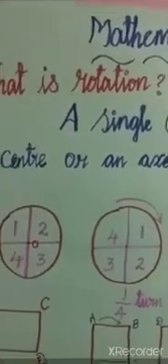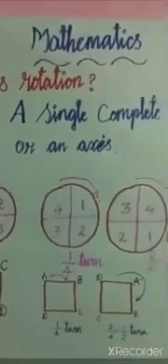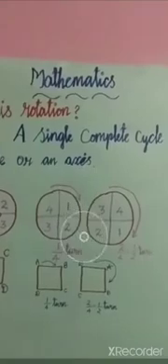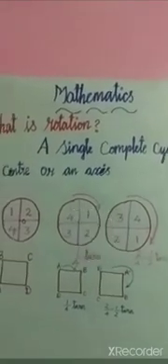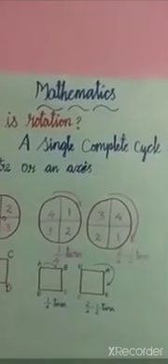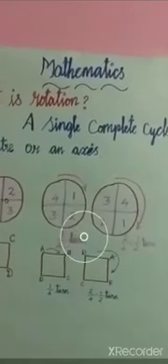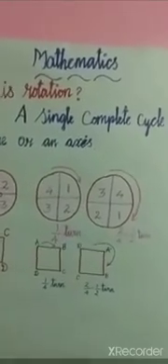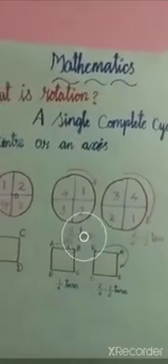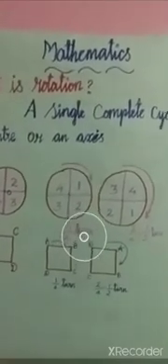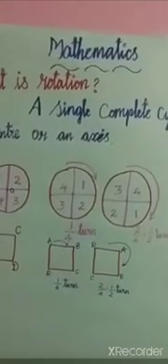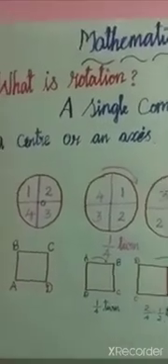So, what is rotation? Rotation is a single complete cycle around a center or an axis. Once again, I am reading: rotation is nothing but a single complete cycle around a center or an axis. Let me show you that rotation.